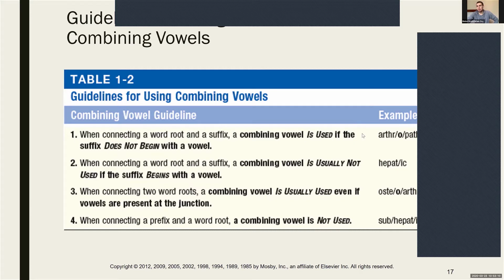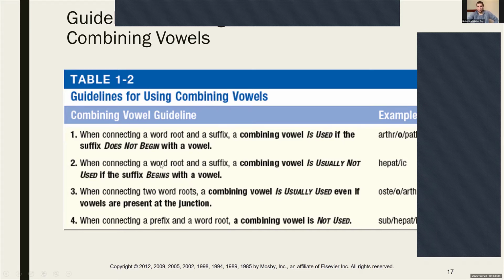So for example, here we see arthropathy. You've got the pathy, which basically just means the study of the joints, and then you've got the O. So because pathy does not start with a vowel, we use this combining vowel. So word root and suffix.